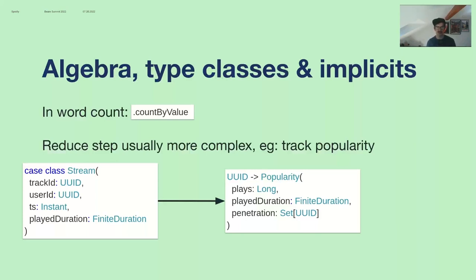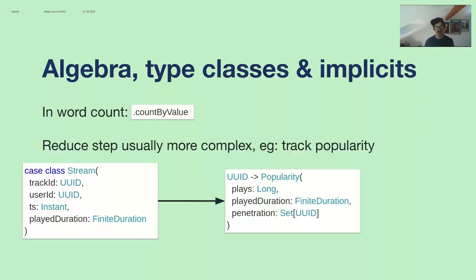So let's consider the track popularity problem. If we have streams which are defined like this, with the track ID of the track which has been listened to, the user ID of the user who listened to the track, the timestamp when the track has been streamed, and the duration of the stream.